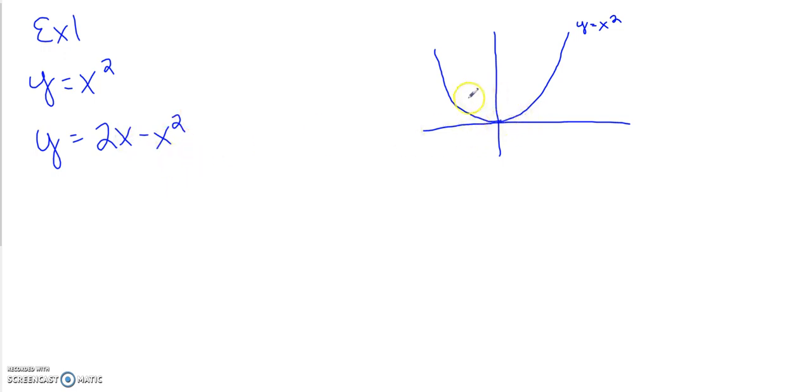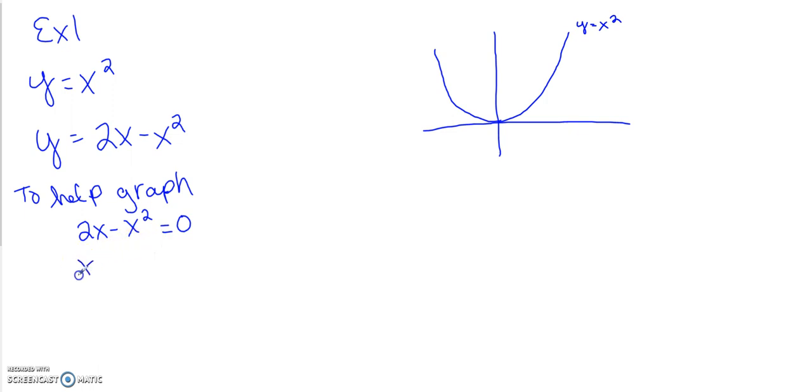But I need to know which side does it go. Does it go this side? Does it go this side? Is it over here? So the way we're going to do this, and let's just write to help graph, is take 2x minus x squared, set it equal to 0. And what we're going to do is find out where this graph's x-intercepts are.